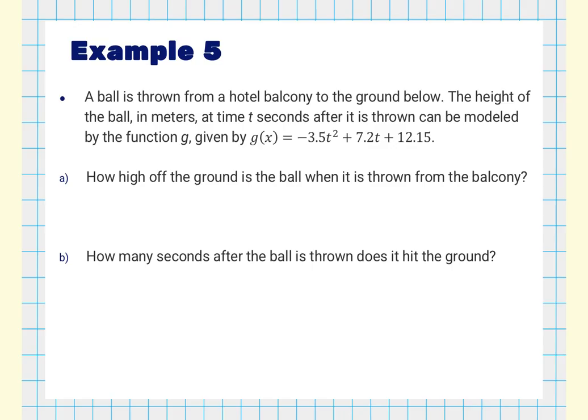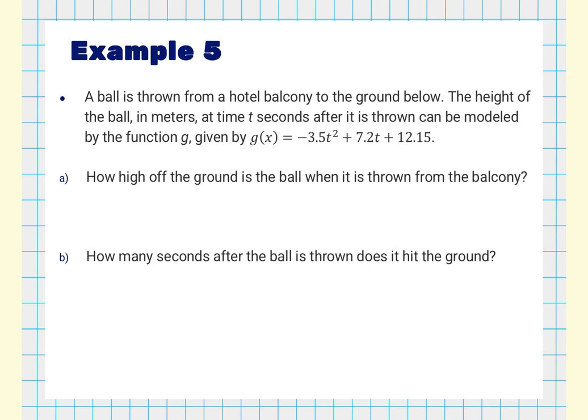Okay, last one says, a ball is thrown from a hotel balcony to the ground below. The height of the ball in meters at time t seconds after it's thrown can be modeled by the function g, given by g of x equals negative 3.5 t squared plus 7.2 t plus 12.15. How high off the ground is the ball when it is thrown from the balcony? And how many seconds after the ball is thrown does it hit the ground?